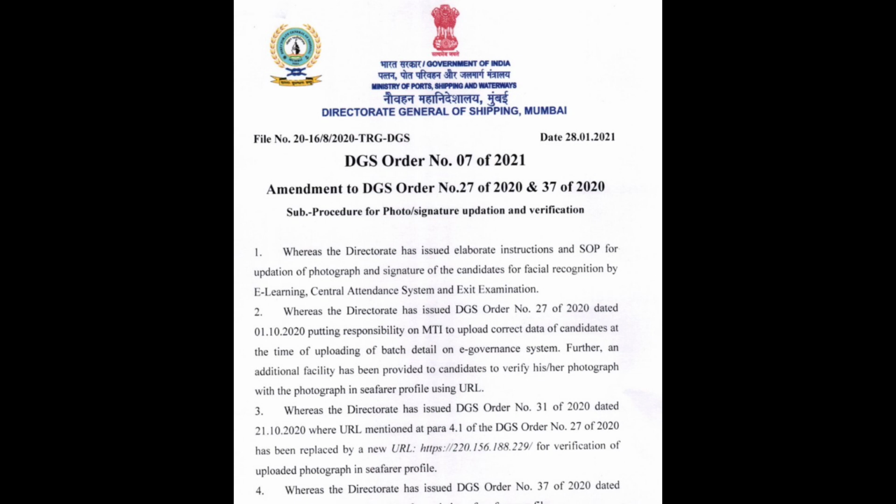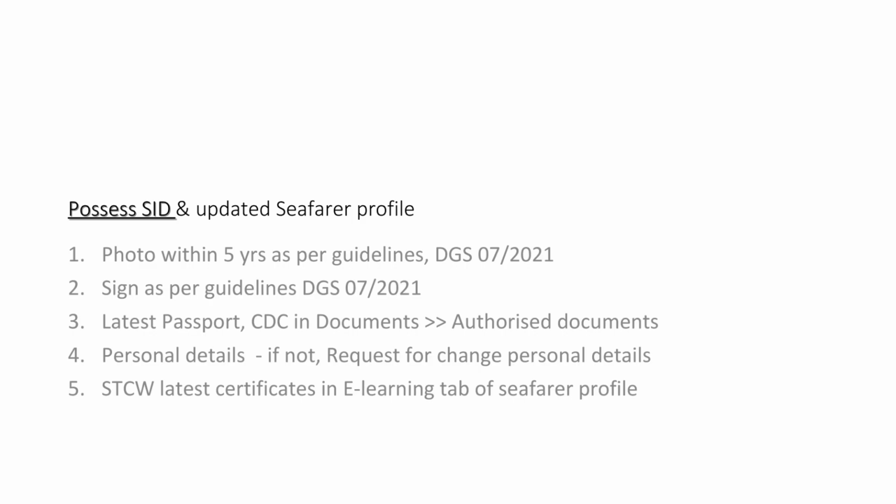Now in case your signature and photo require updation, this process is mentioned in DGS order 7 of 2021. You can go through it and you can follow all the steps to update your signature and photograph. Now we have seen the photograph, how to check it. If required change, use the DGS order 7 of 2021. Sign, how to check it. Latest passport CDC, how to check it.